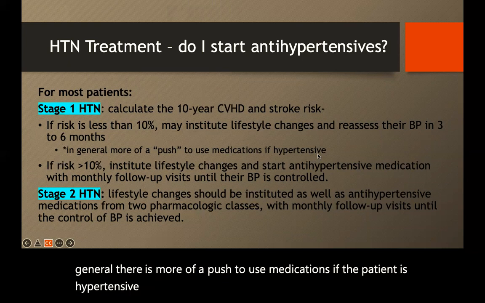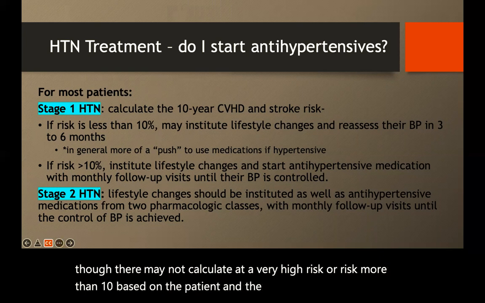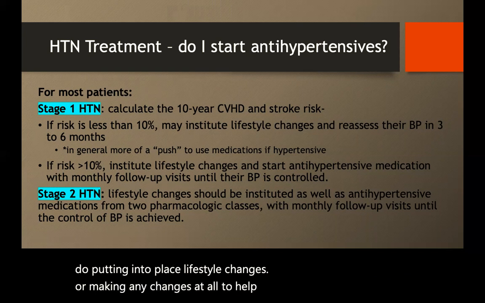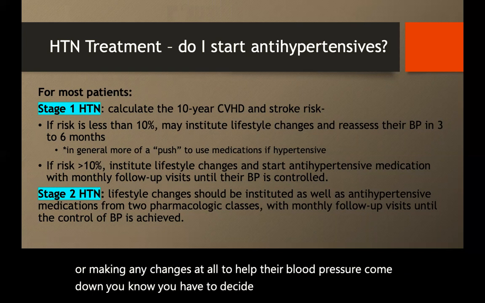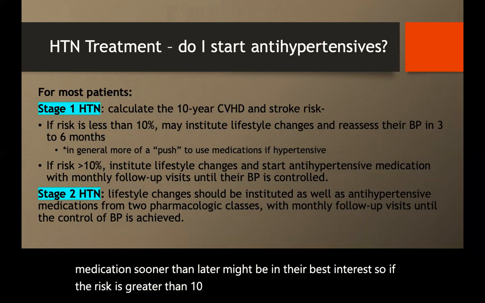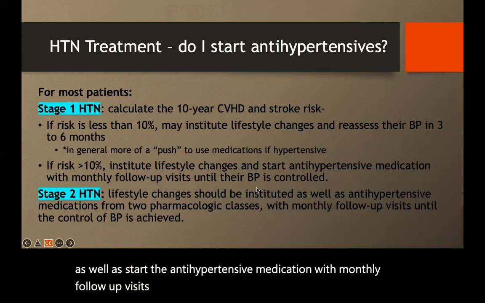So again, this is based on your clinical judgment, even though they may not calculate at a very high risk or a risk more than 10%, based on the patient and the likelihood of them putting into place lifestyle changes or making any changes at all to help their blood pressure come down, you have to decide if putting them on medication sooner than later might be in their best interest. So if the risk is greater than 10%, you want to institute lifestyle changes as well as start the antihypertensive medication with monthly follow-up visits until their blood pressure is controlled.